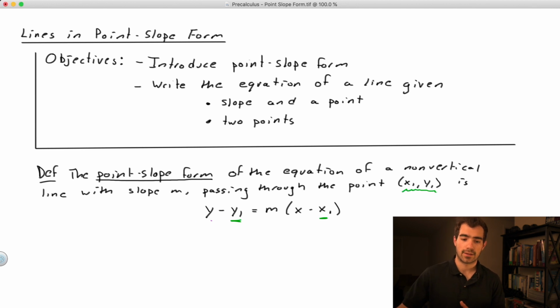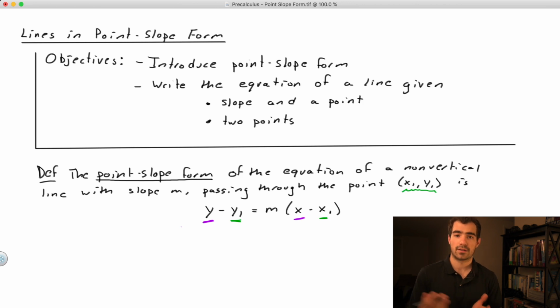On the other hand, the y and the x that aren't labeled, those are the variables. Those represent like the input and the output, or those represent the values along the horizontal axis versus the values along the vertical axis. But this form of the equation, y minus y1 equal to m times the quantity x minus x1, is a line, and it's what we call the point-slope form of a line.